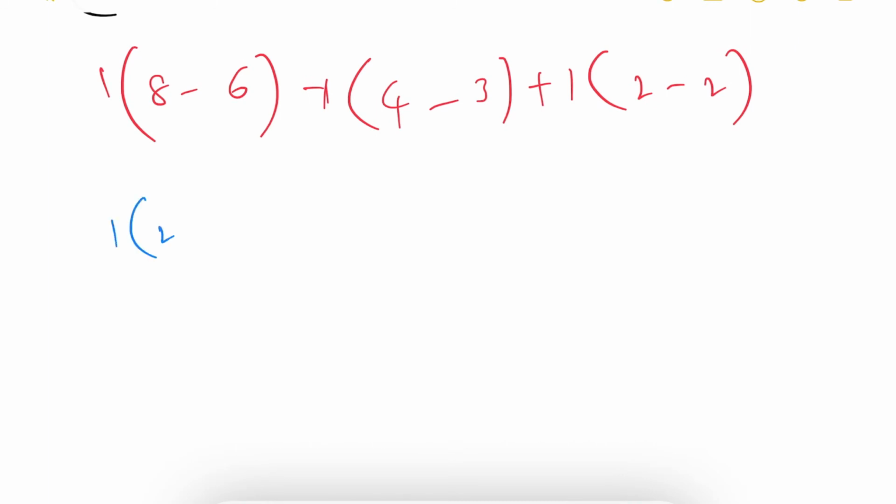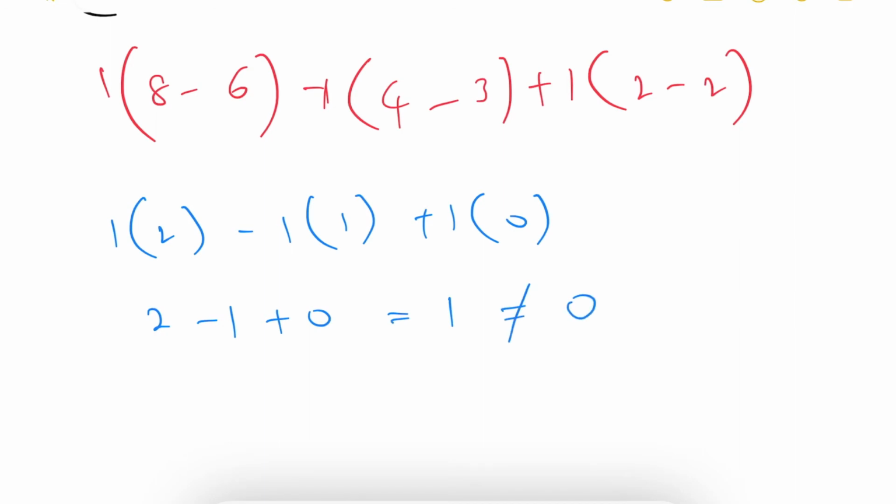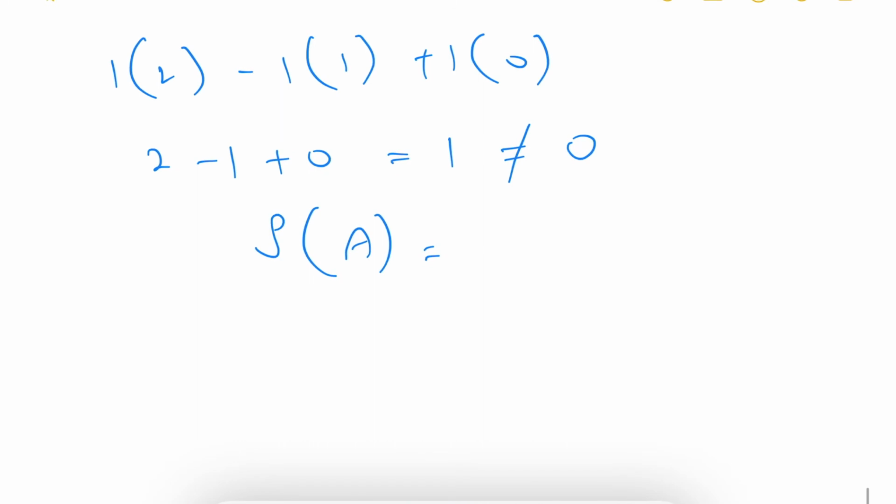1 into 8 minus 6 is 2, minus 1 into 4 minus 3 is 1, plus 1 into 2 minus 2 is 0. So 1 into 2 is 2, minus 1 is 1, plus 1 into 0 is 0, which is 2 minus 1, nothing but 1. This determinant is not equal to 0. Then the rank of that matrix A will be equal to the number of rows in the given matrix. Here the given matrix has 3 rows, so obviously it will have a rank of 3.